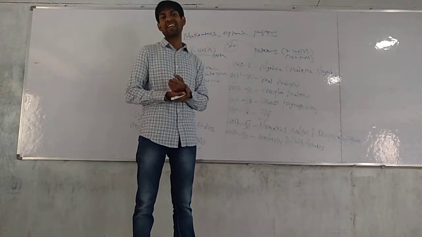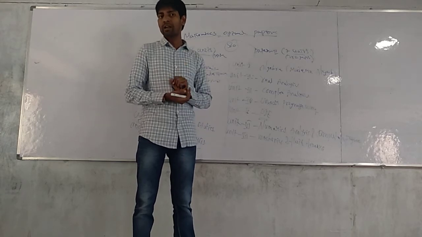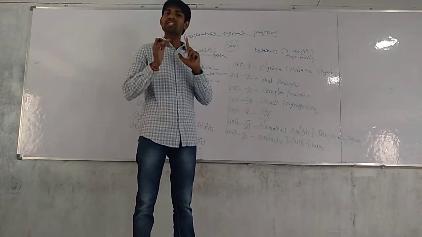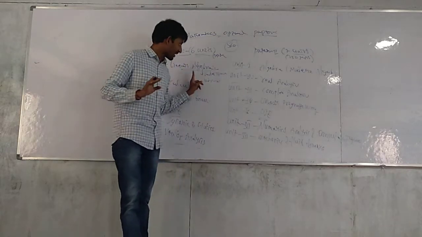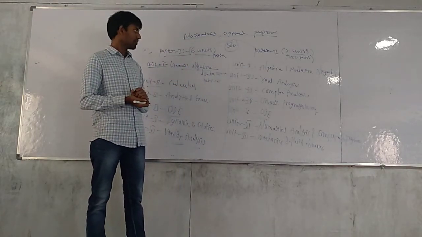Complex matrices, Hermitian matrices, skew-Hermitian matrices. These are the topics in the linear algebra. That is paper 1.